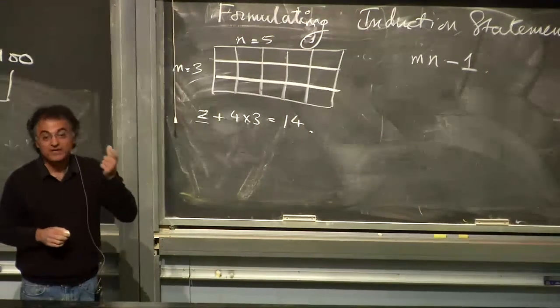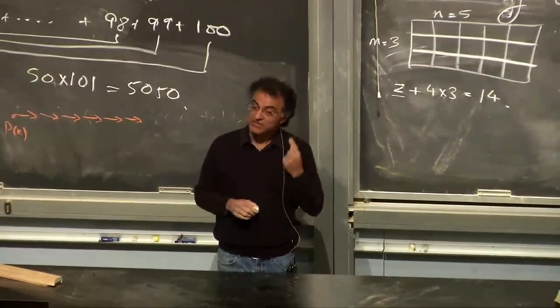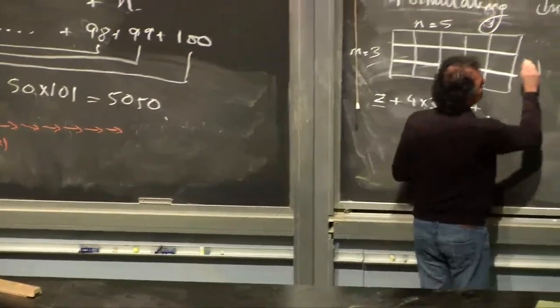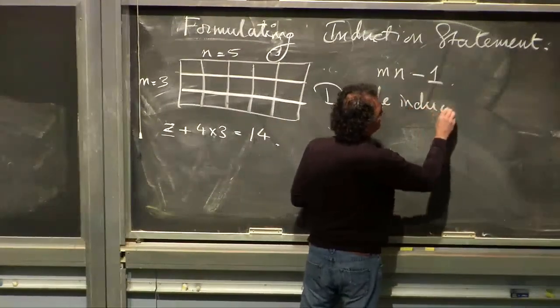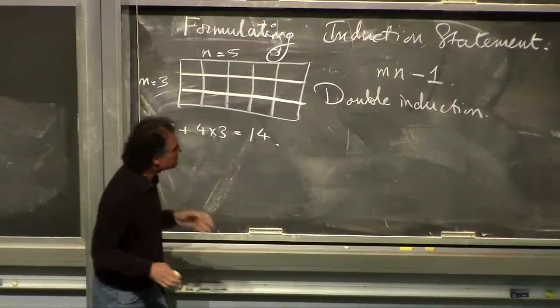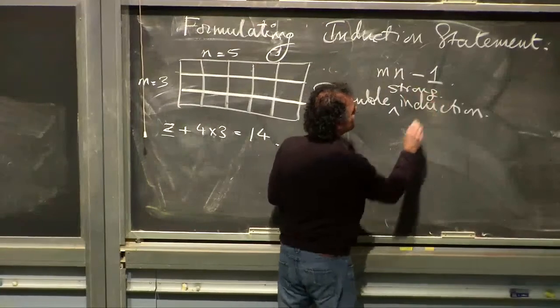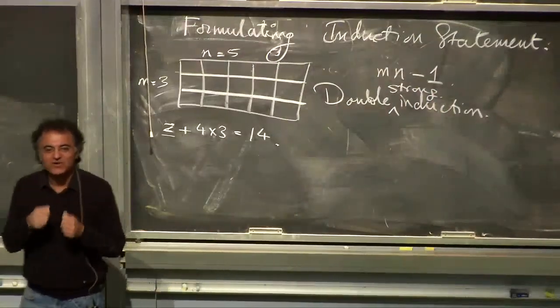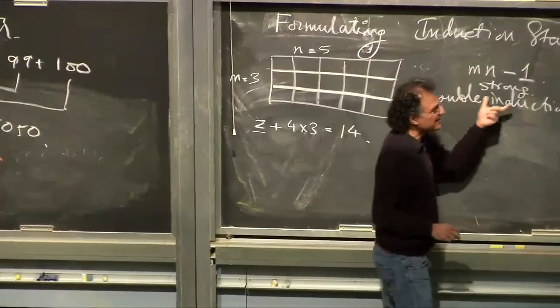Well, now there are two parameters, not just n. There's m and n. One possibility is we could do a double induction. Actually, let's throw everything at it. Let's do a double strong induction. Or maybe we'll call it a strong double induction. It's on two indices, and we are going to go strong.